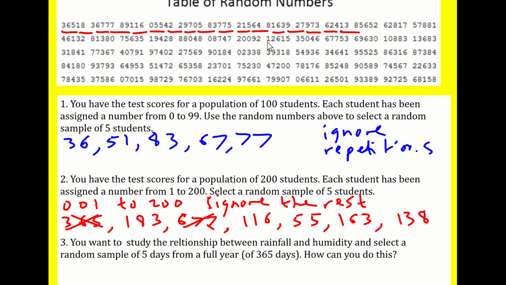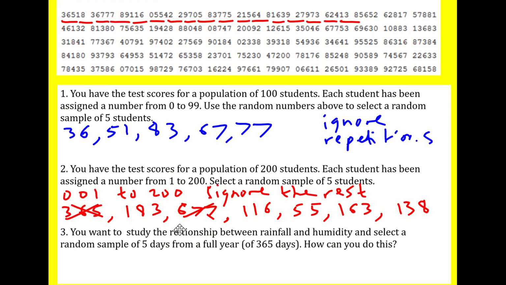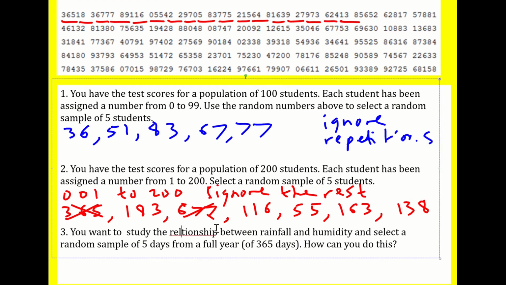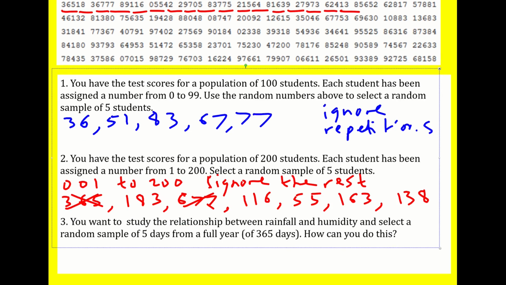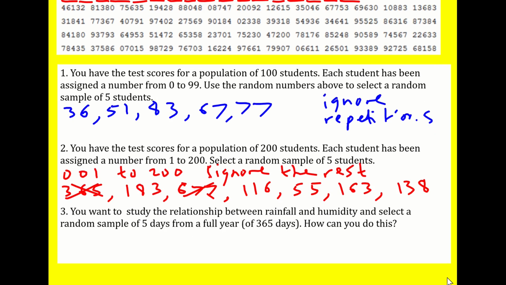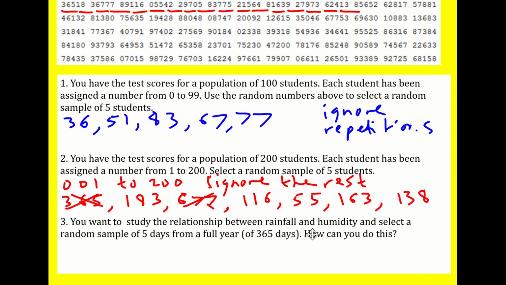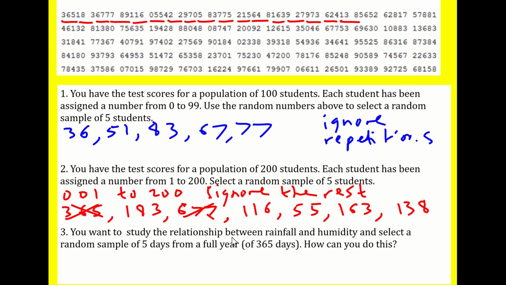Okay, finally, I'm just trying to give examples. You might want to look at the relationship between humidity and rainfall in the year. You don't want to look at every single day, so you look at a random sample of 5 days, and then you're going to investigate that in detail. How can you do that? Well, have a think about this one after I've gone through the first two.